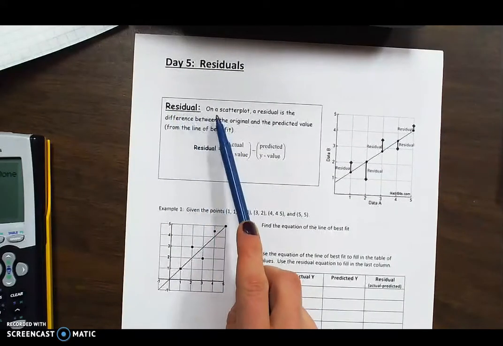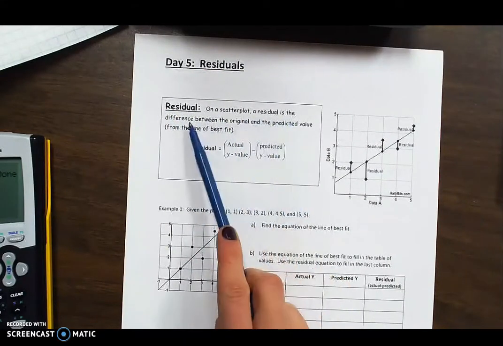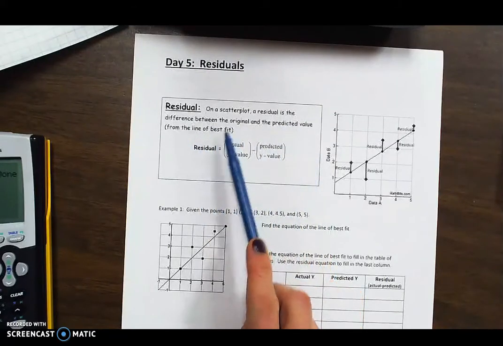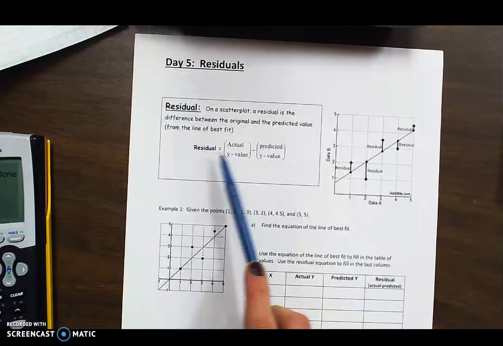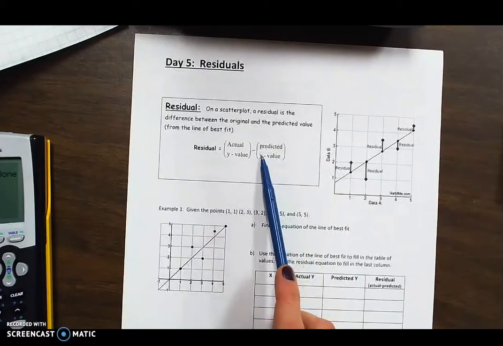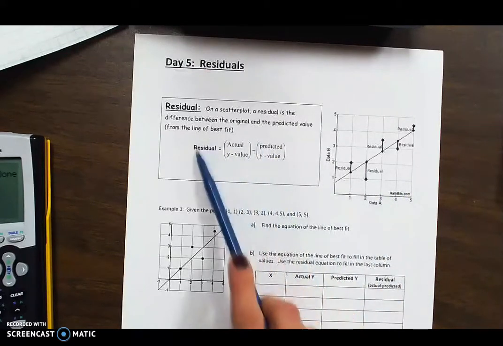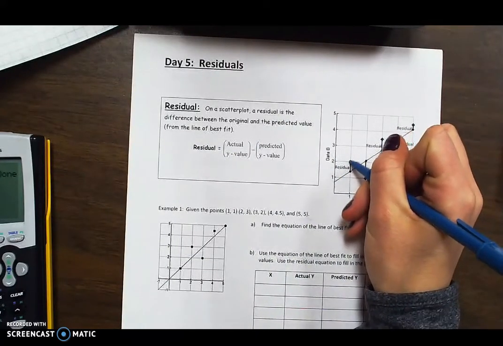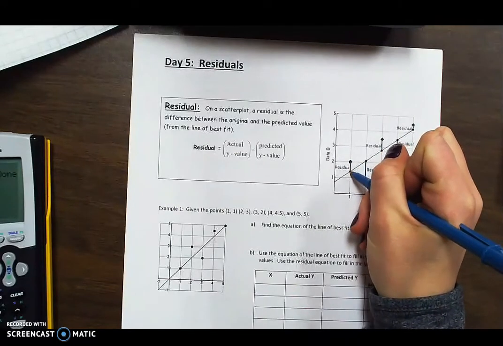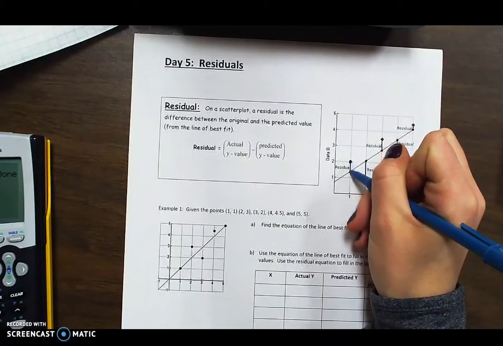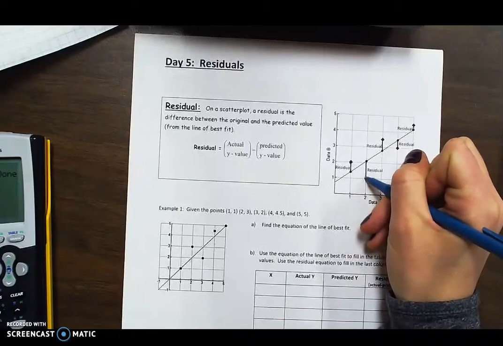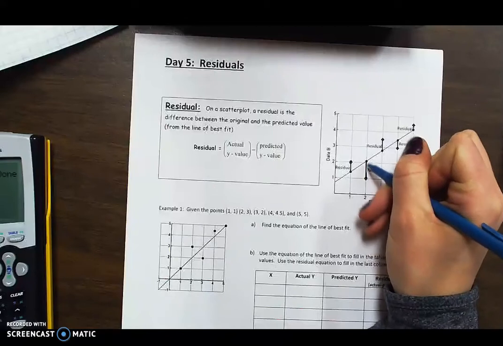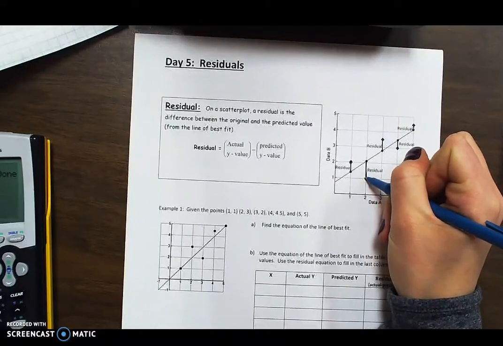A residual, on a scatter plot, is the difference between the original and the predicted value from the line of best fit. Residual equals actual Y value minus the predicted Y value. All right, so that's the equation. Now this is what it looks like. So here's our actual data. Here's the line of best fit. So the residual is how far away it is. Again, here's your actual, here's your line of best fit. Your residual is the distance away from the line of best fit that it really is.